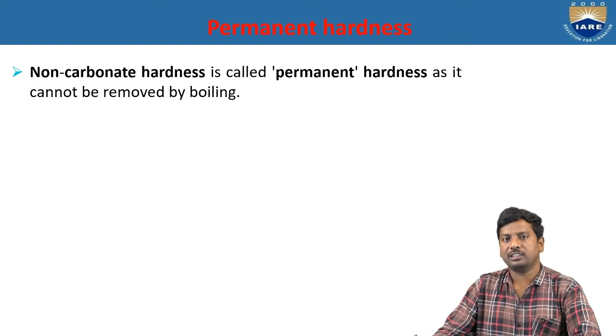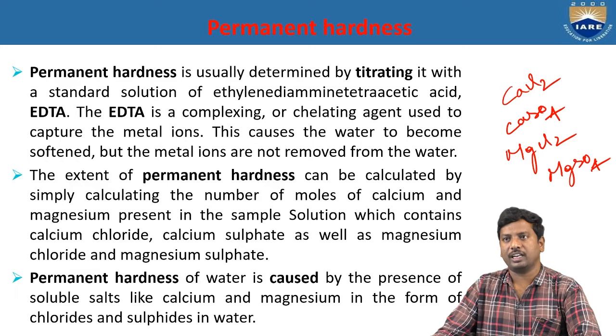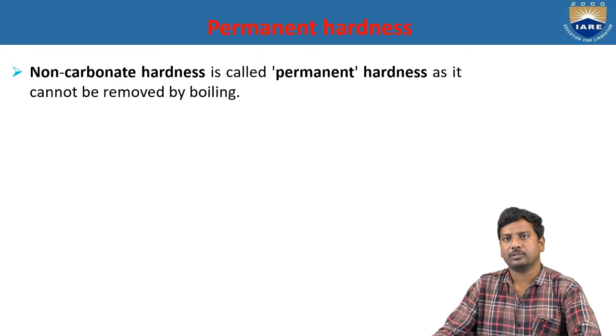And this permanent hardness is also called non-carbonate hardness. That means we see salts like calcium chloride, calcium sulfate, magnesium chloride and magnesium sulfate. There is no involvement of the carbonate. That's why these are called non-carbonate hardness, and non-carbonate hardness comes in the category of permanent hardness, as it cannot be removed by the boiling process, generally in domestic purposes.